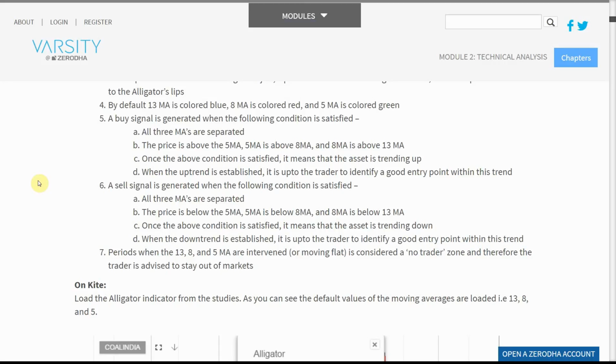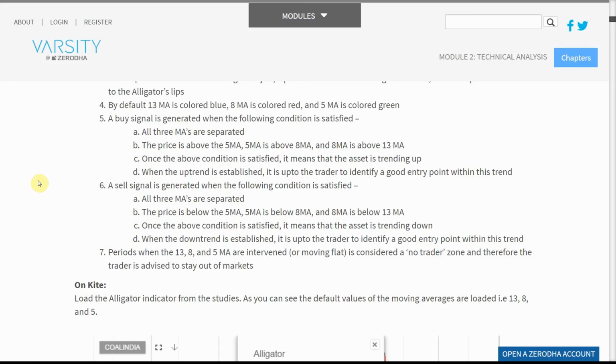A sell signal is generated when the following condition is satisfied. All three MAs are separated. The price is below the 5 MA. The 5 MA is below the 8 MA. And the 8 MA is below the 13 MA. Once the above condition is satisfied, it means that the asset is trending down. When the downtrend is established, it is up to the trader to identify a good entry point within this trend.